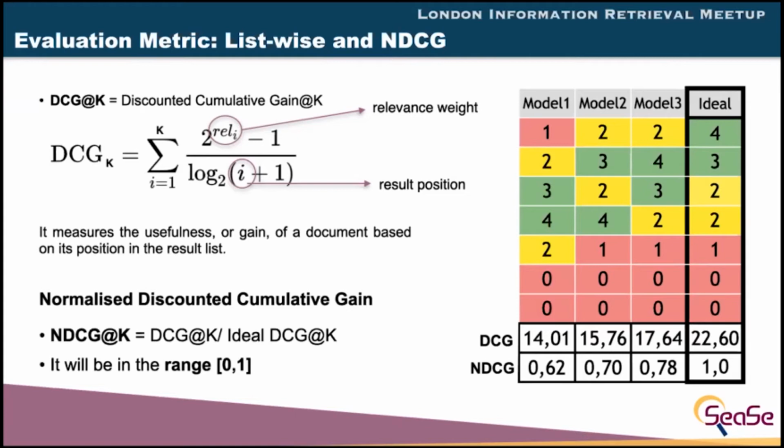The corresponding normalized metric, NDCG, is obtained by dividing the DCG by the ideal DCG. That means the DCG of the best possible ranking, when the search result list is perfect, as you can see in the ideal column in the table on the side. And the NDCG metric is a normalized metric, so it will be in the range from 0 to 1.